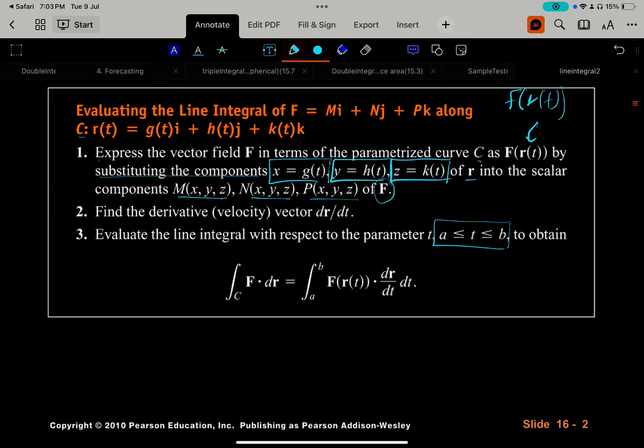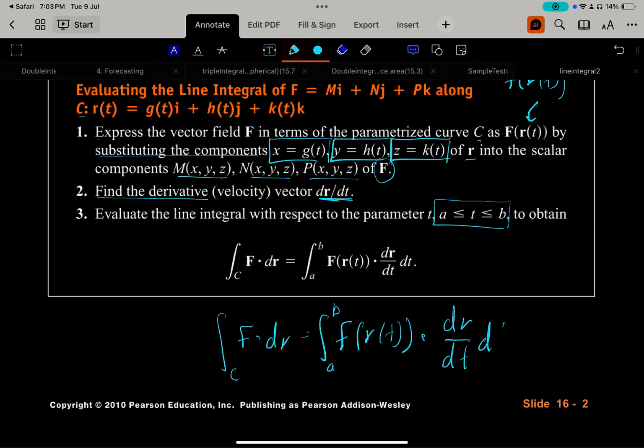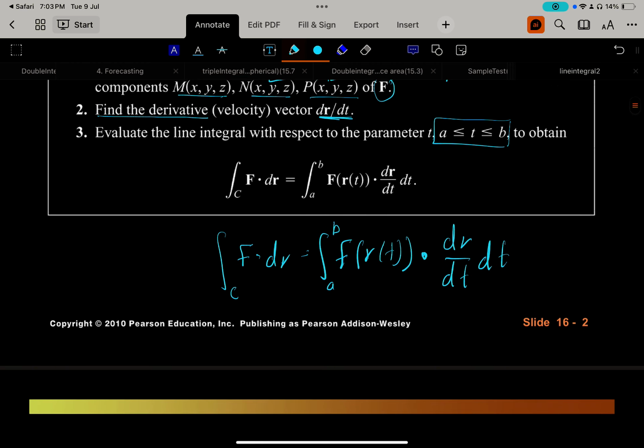So it's like a composition, F composed with r. And then when we express the vector field in terms of the parameterized curve C, we can find the velocity, which is the derivative vector dr over dt. Then we evaluate the line integral with respect to the parameter t, where t is bigger than or equal to a and smaller than or equal to b, which is going to be given. And so we get the integral over C of F dot dr equals the integral from a to b of F of r of t dot dr over dt times dt. So that's the way to evaluate it.